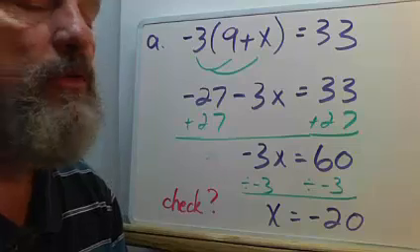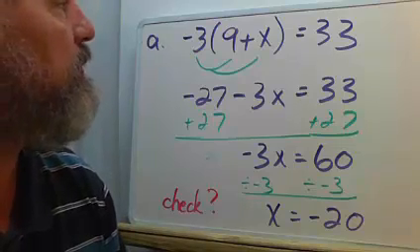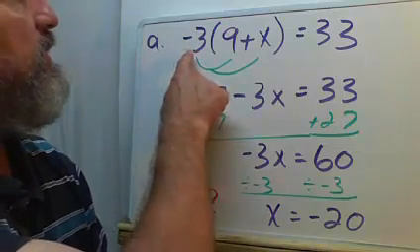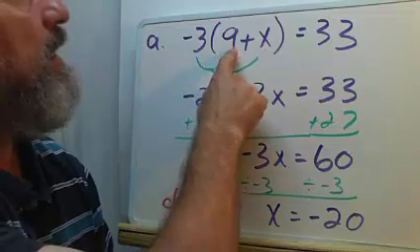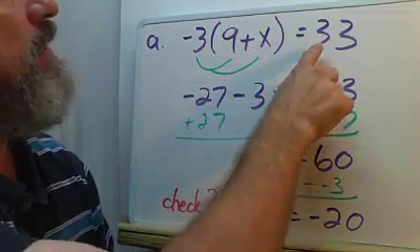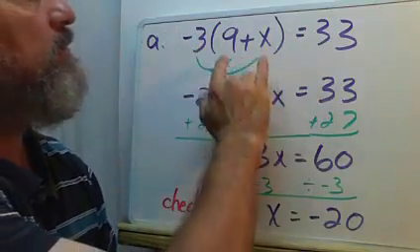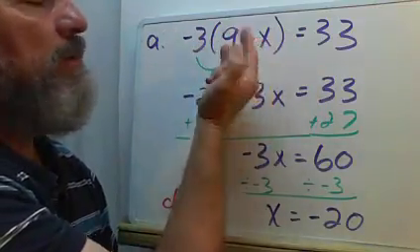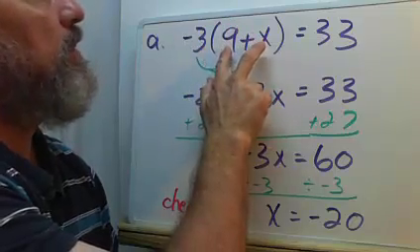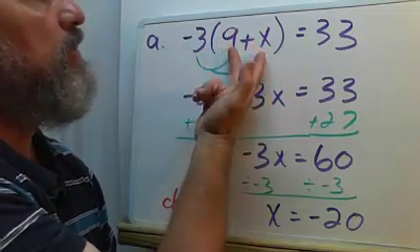Okay, here are the letter solutions to Lesson 5, Chapter 2. Our first problem is negative 3 times the quantity 9 plus x equals 33. Well, first of all, don't let it upset you that these two are flipped. Remember, the commutative property of addition allows us to do that.